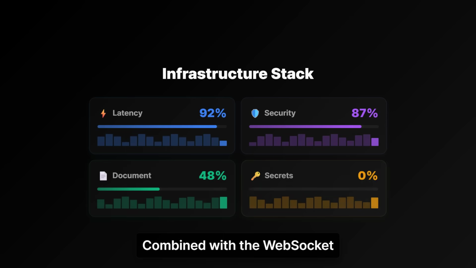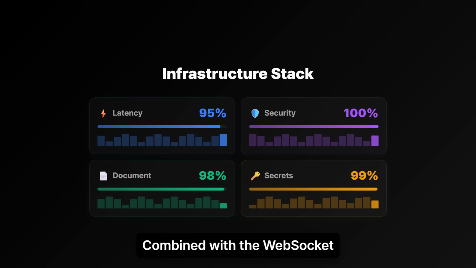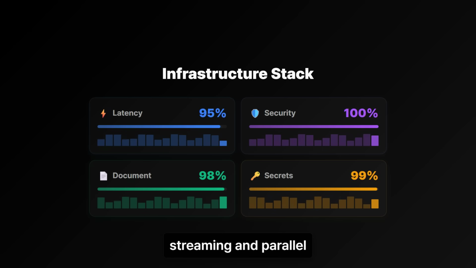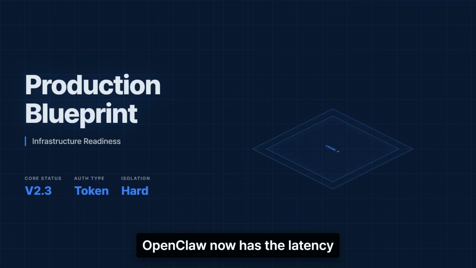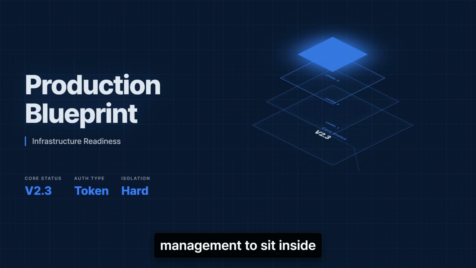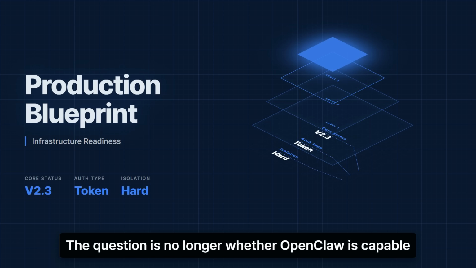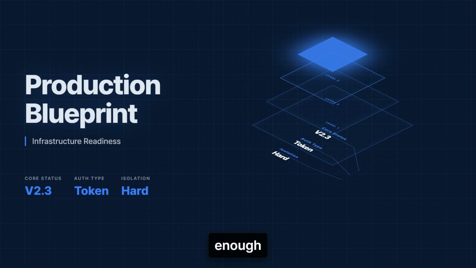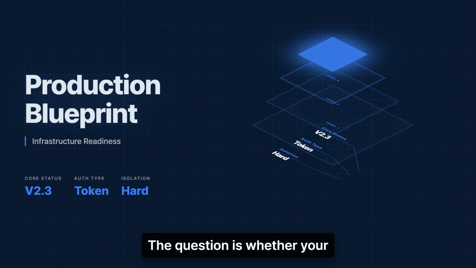This is not a project that's iterating on features. This is a project that's systematically eliminating the objections standing between itself and production-grade adoption. Combined with the WebSocket streaming and parallel execution from 2026.3.1, OpenClaw now has the latency profile, the security posture, the document handling, and the credential management to sit inside serious infrastructure. The question is no longer whether OpenClaw is capable enough. The question is whether your security team will let it through the door.